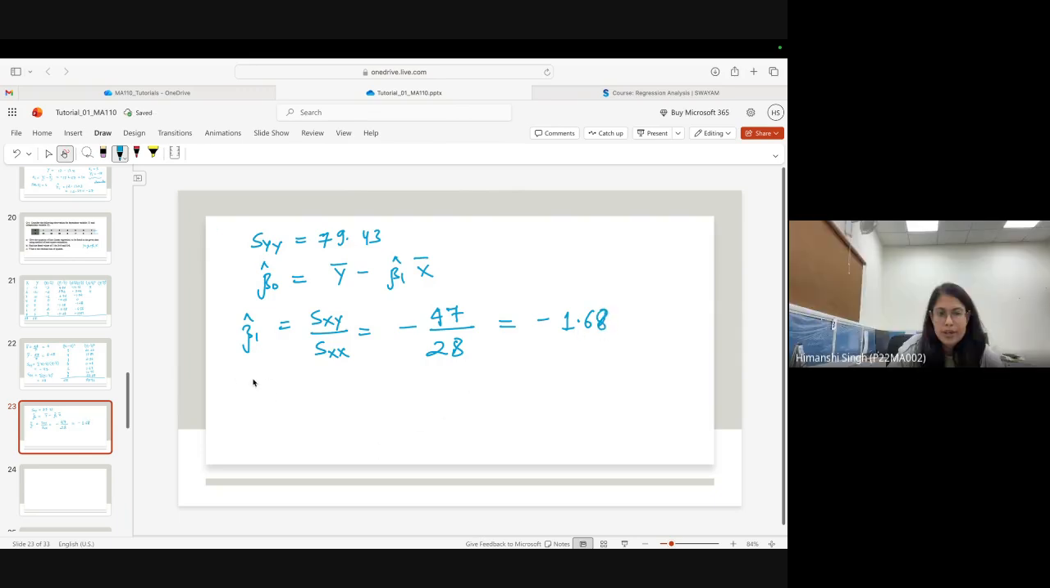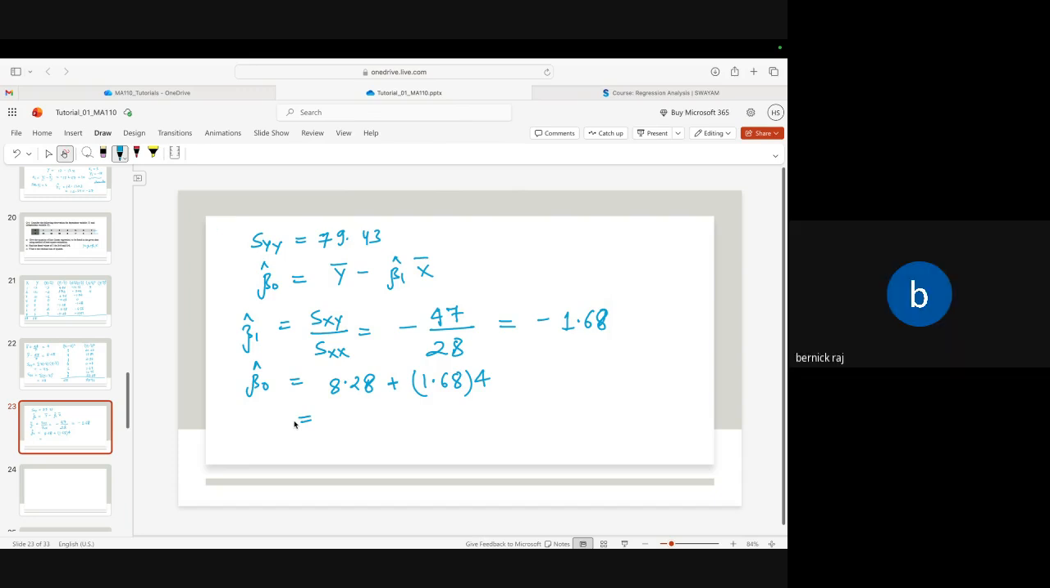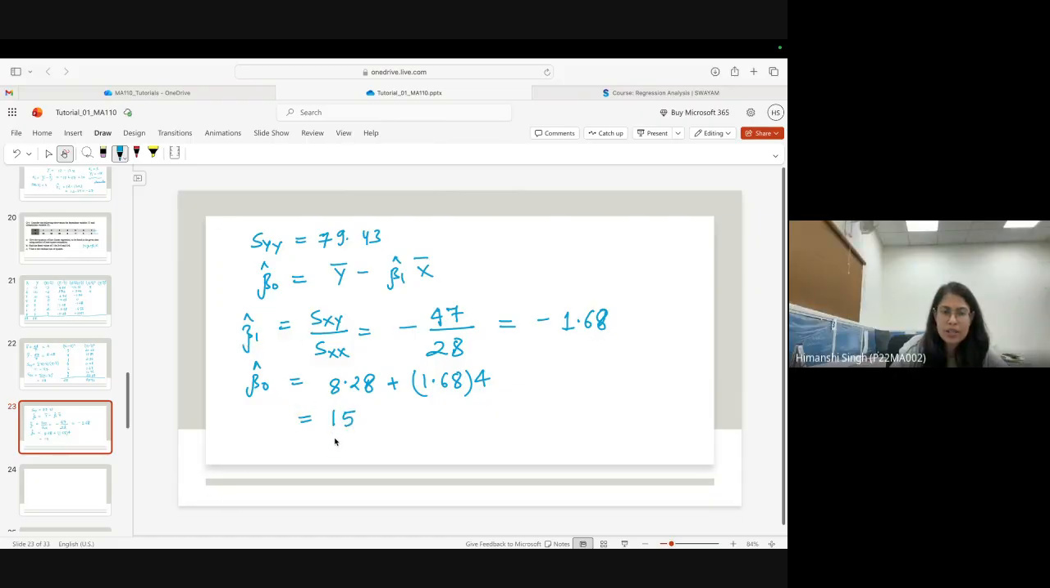And what will be beta naught hat? Y bar was 8.28 minus beta 1 hat, which is negative, so this will be positive 1.68 multiplied by x bar, which was 4. What will this be? 15. So beta naught hat is 15 and beta 1 hat is minus 1.68.